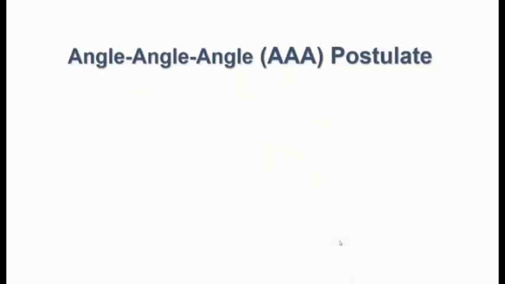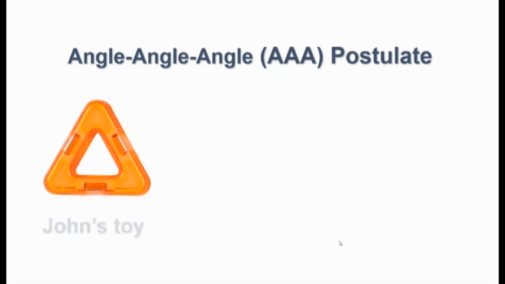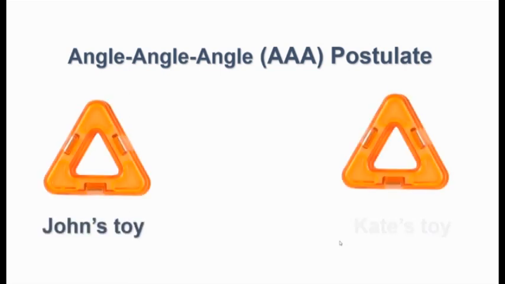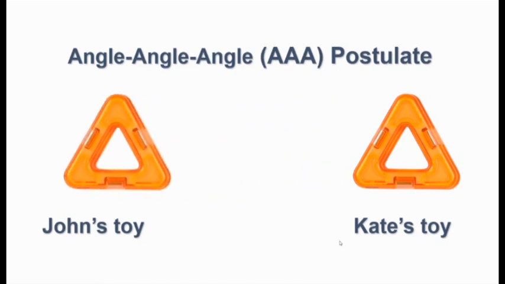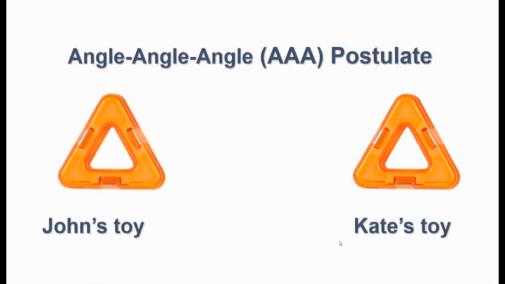In case you forget, let's make an illustration here. This toy belongs to John, and this is Kate's toy. You see, they look alike, right? They are congruent. Assume we swap the toys. Do you think John and Kate can identify their toys easily? No. So these toys look alike. These toys are congruent.